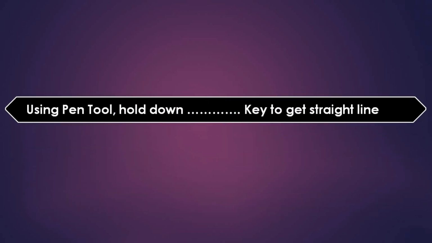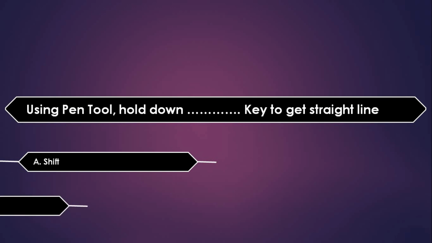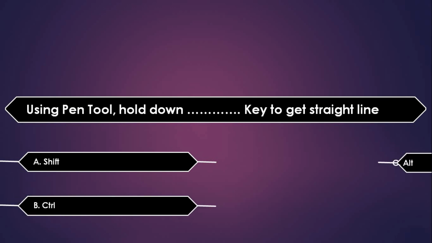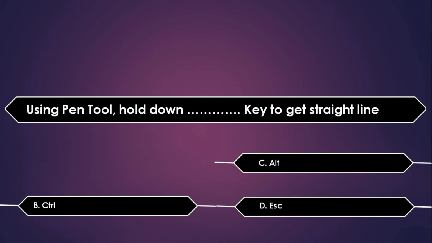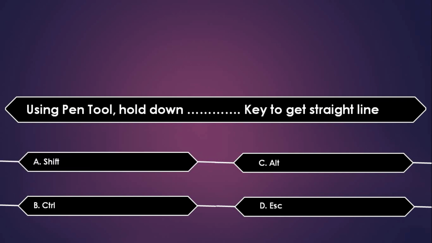Using pen tool, hold down dash key to get straight line. A. Shift, B. Control, C. Alt, D. Escape. The right answer is Shift. When you are using pen tool, in order to get straight line, we use Shift key while dragging.